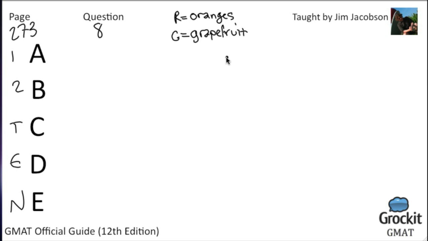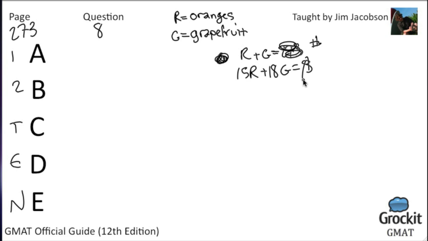So were this problem solving, we would probably get two equations. Oranges plus the grapefruit equals 273, which would equal the number of crates shipped, and then we would create the other equation, 15R plus 18G equals whatever their dollars were. So something like that, it would likely give us sufficiency if we got those two equations or some other types of equations. Anyway, on to the statements.